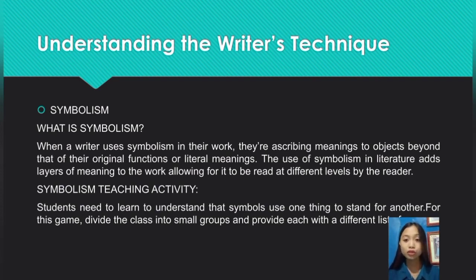So students need to learn to understand that symbols use one thing to stand for another. So for this game, divide the class into small groups and provide each with a different list of nouns. The students should then work in groups to create a visual symbol for each of the nouns on their list. For example, if a group is working on the word school, they might draw a pencil-shaped building with children peeping out the windows.